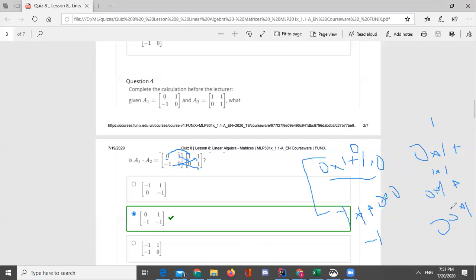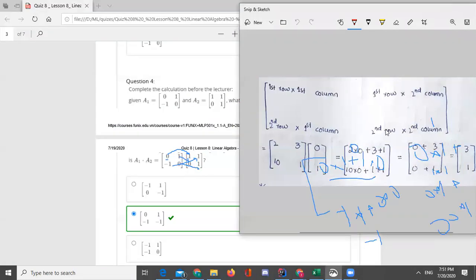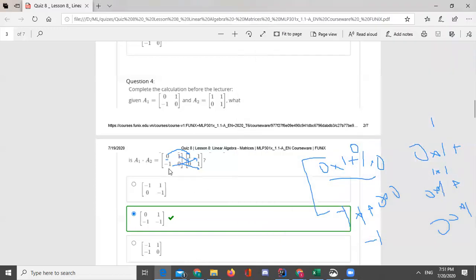You have made a mistake again here. This will be my second row with second column. Again, do it. Second row is minus 1, 0, and second column is 1, 1. So minus 1 multiplied by 1 will become minus 1, and 0 times 1 will become 0, so this will become minus 1. So this is second row times second column. Ah, okay, yes, you're right. I did make a mistake. So this one will be second row times second column.